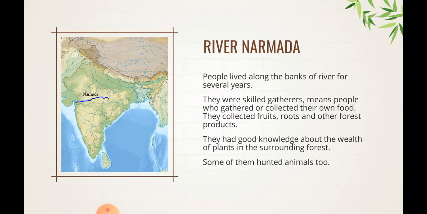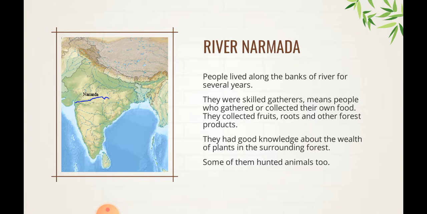Now, let's see where all we can see the existence of human life from the history. Some of them are number 1, River Narmada. The location of River Narmada, as you can see from the map, it's flowing through Madhya Pradesh, Maharashtra, and Gujarat. People lived along the banks of the river for several years.